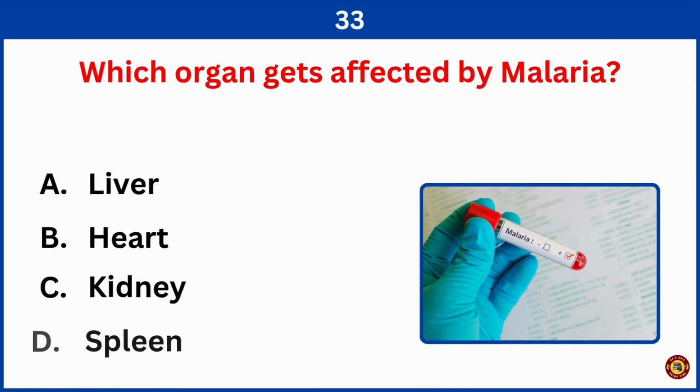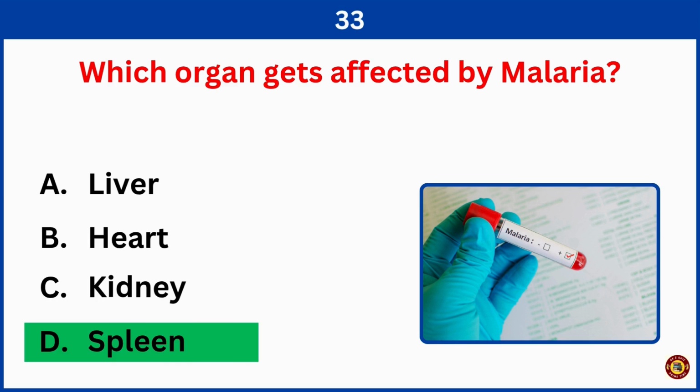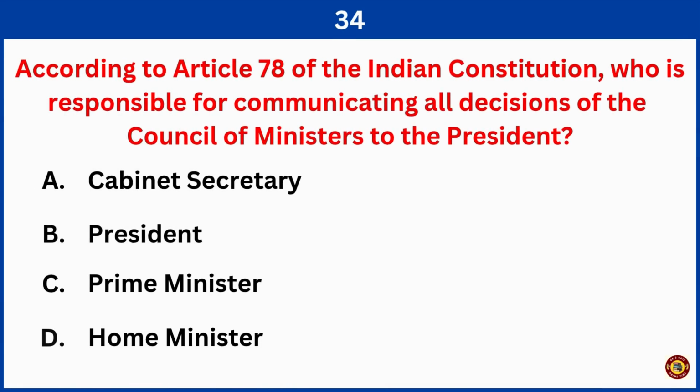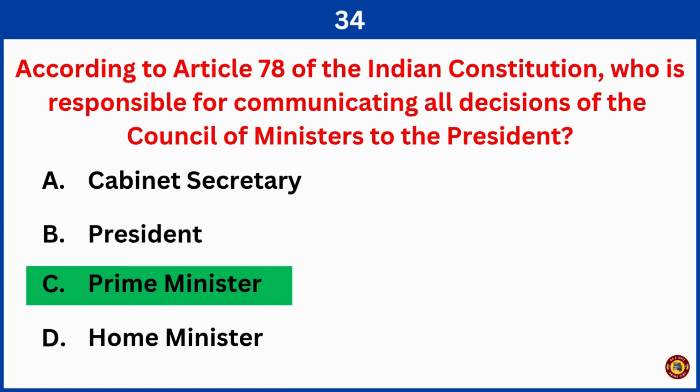Which organ gets affected by malaria? Right answer is option D, spleen. According to Article 78 of the Indian Constitution, who is responsible for communicating all decisions of the Council of Ministers to the President? Right answer is option C, Prime Minister.